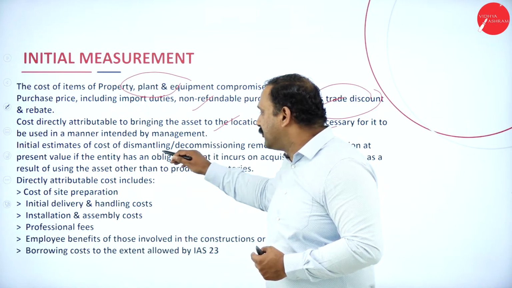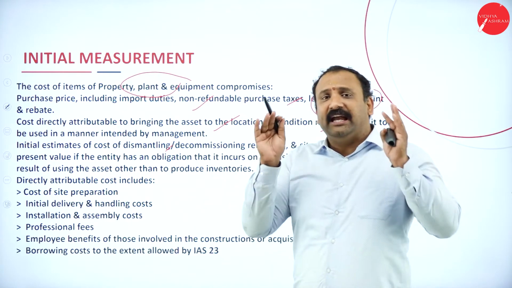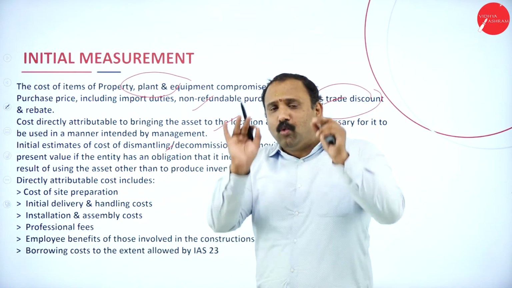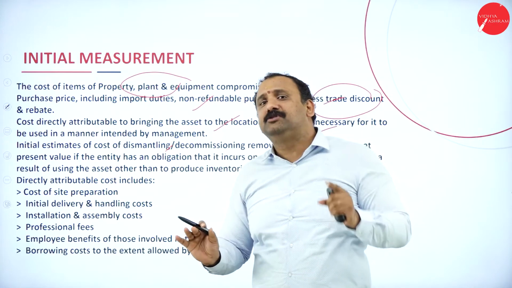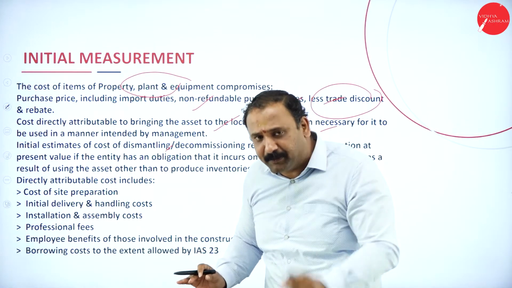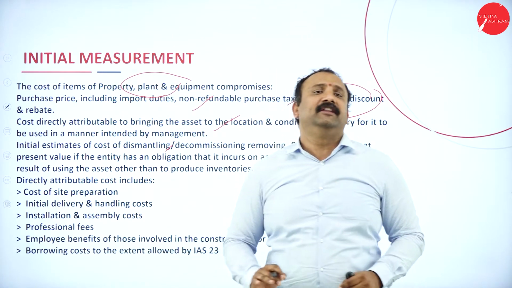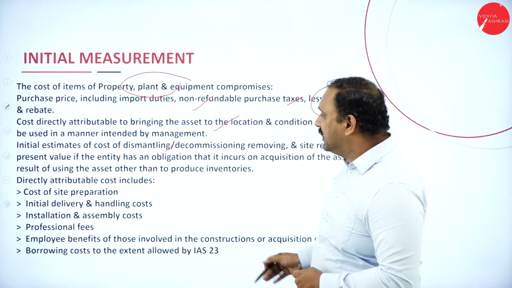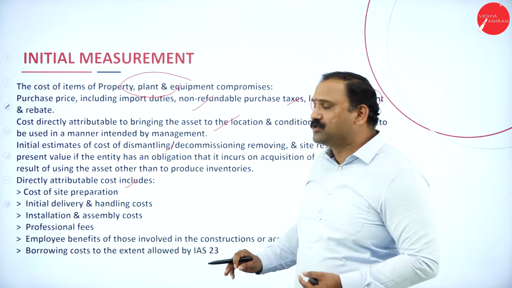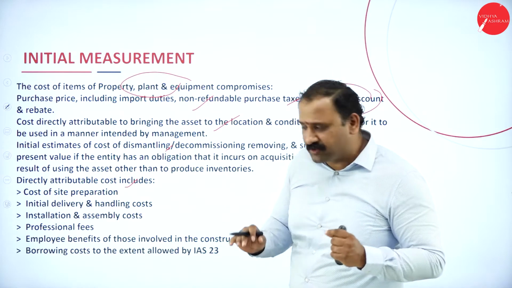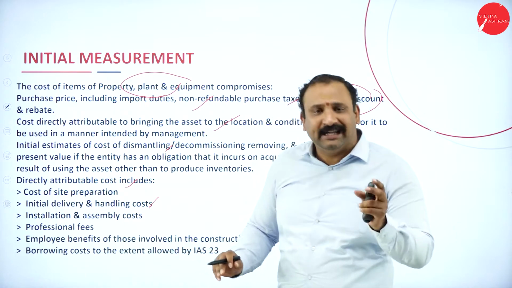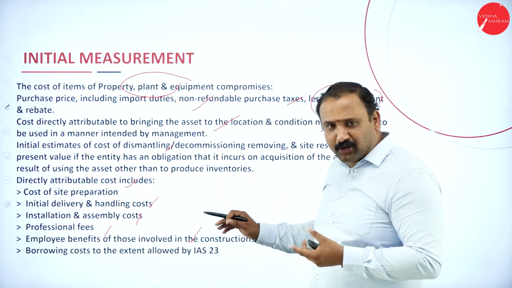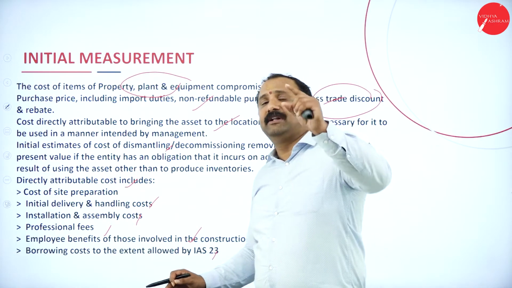Now, initial estimates of the cost of dismantling, setting it up, the entire function until that property comes into actual use. Till then, whatever cost is included in terms of setting up that plant, that property in that particular location will be included in the cost of that item. So that is why it is very, very important. Now, directly attributable cost includes the cost of site preparation, initial delivery and handling cost, installation, professional fees, employee benefits, and borrowing costs as per IAS 23.